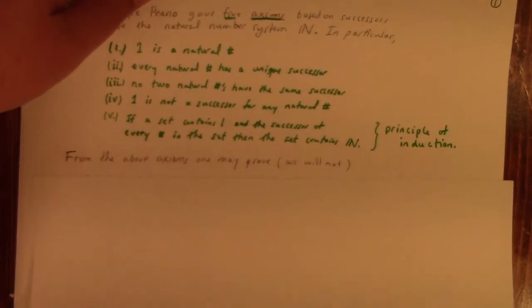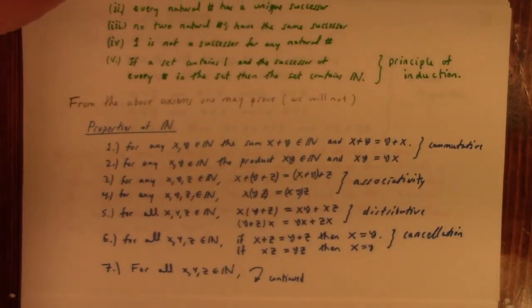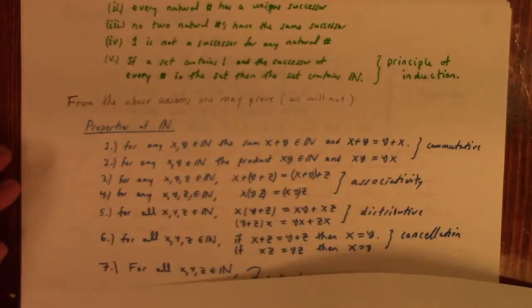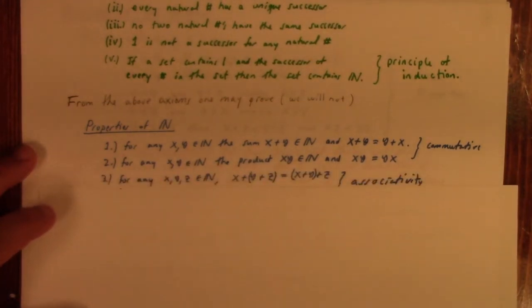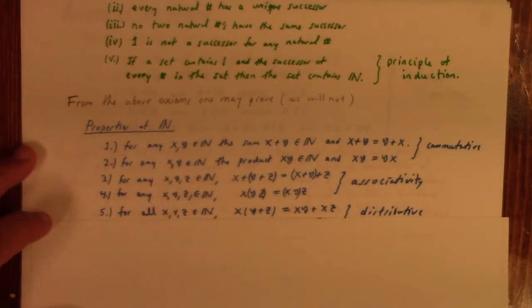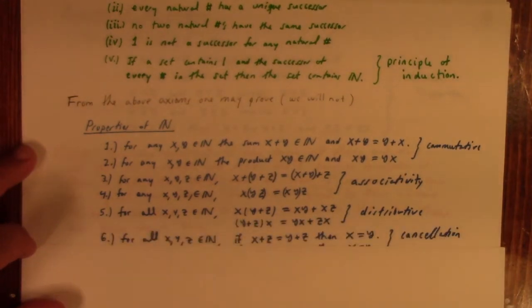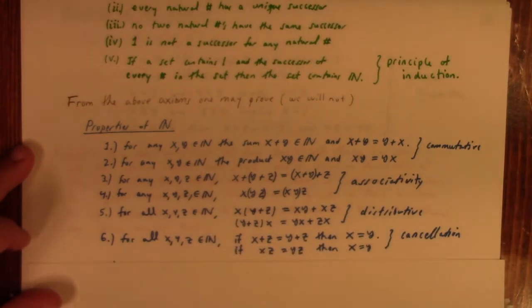Now once you have those 5 basic axioms, you can do more. And we will not prove this, but you may prove properties of the natural numbers that follow from those axioms. Like you can prove that the sum of any two natural numbers is a natural number, and that sum commutes. The product of any two natural numbers is a natural number, and the product commutes. Addition is associative. Multiplication is associative. You have distributivity either way, left or right. And you also have cancellation, like if x plus z equals y plus z, then x equals y.